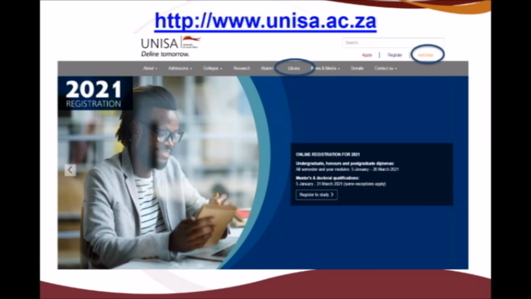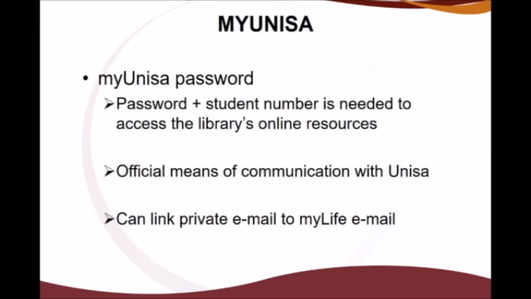So if you are registered at UNISA, what you have to do, first of all, is to go to the My UNISA page and claim your My UNISA password. This password that you're going to claim on My UNISA will be your access password to all the library's online resources. Without that, you will never be able to use any of our resources. You won't be able to open all our full text documents.